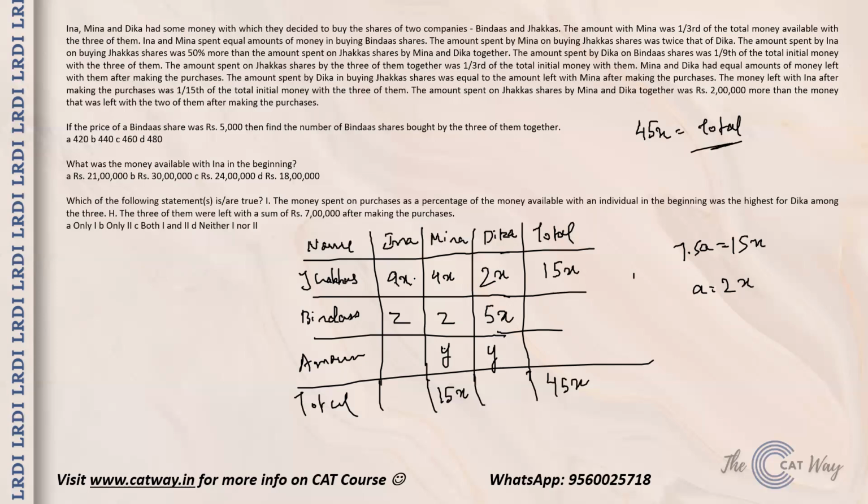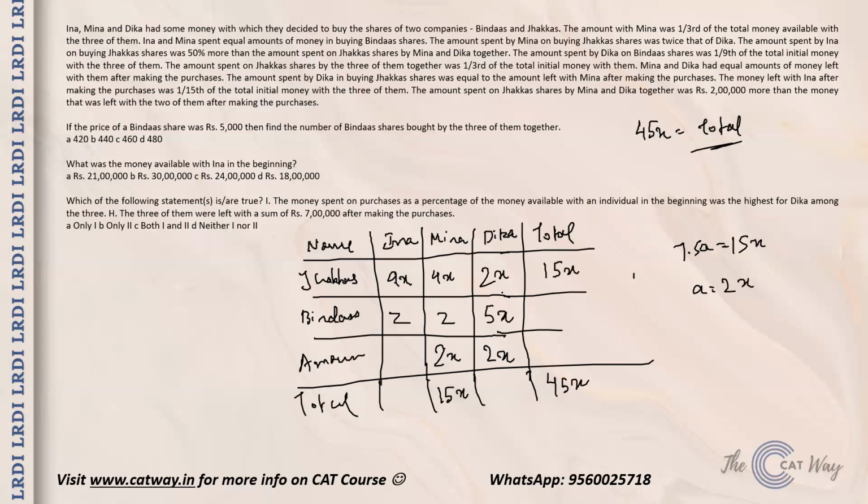Chalo. Then Meena and Dika are left with an equal amount after making purchases. We know that we have written that as y. The amount spent by Dika in buying Jhakas shares, that is 2x, was equal to the amount left with Meena. So basically y is equal to 2x, because the amount spent by Dika on Jhakas is 2x and that is equal to the amount left with Meena. So the amount Meena is left with is 2x.